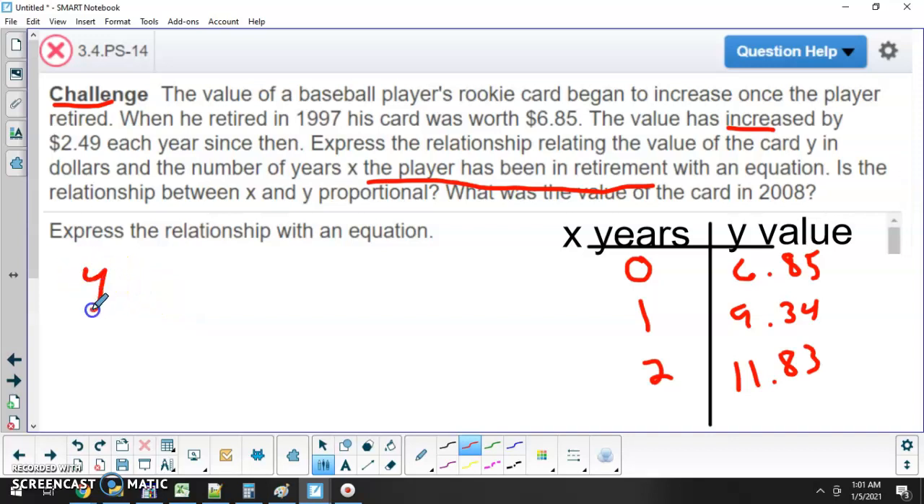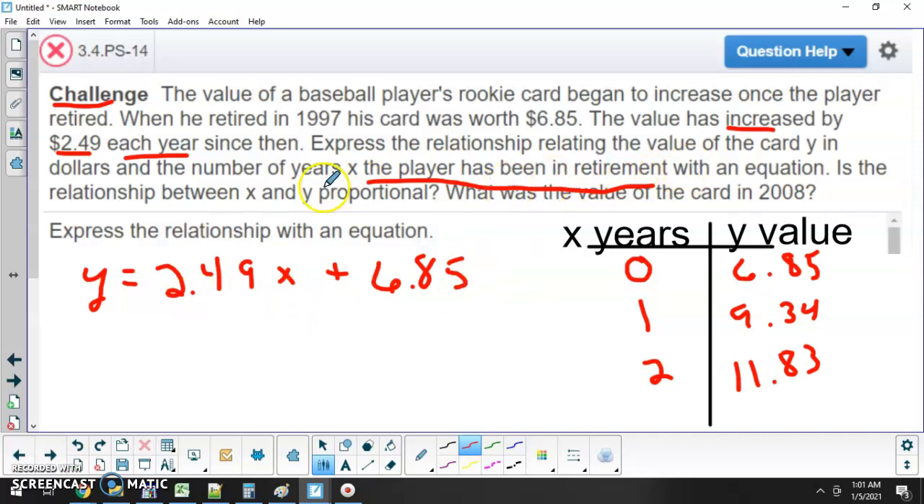To model this equation, you have to consider the rate that it's increasing at. So it's $2.49 each year, so that's $2.49 times the number of years. But you also have to add, just think how we determined this first year. We added $6.85 to the value it increased by. So we have to also add the $6.85 in. Okay, so there you go. That would be the equation for it.